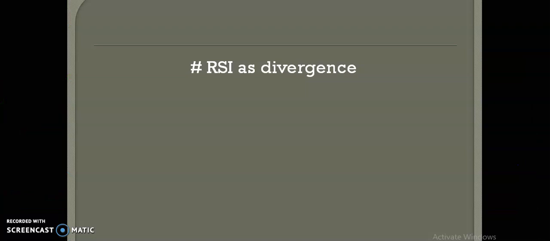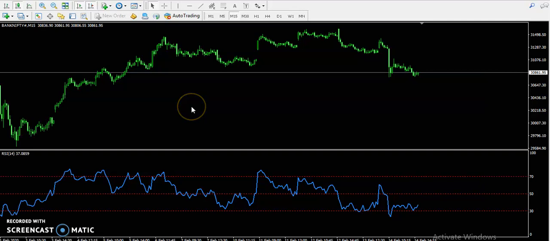Next, RSI as a divergence. We use RSI to find out whether the trend is going to change or the trend will continue. Here we can see the price is creating a new higher high and a higher low, but RSI failed to create this higher point. Let me show you an example.